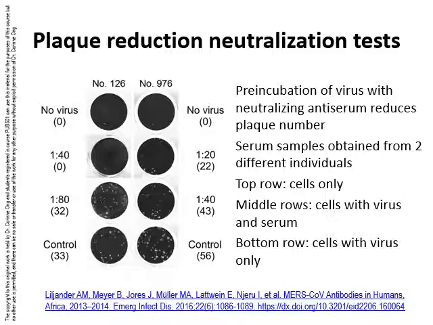Almost complete neutralization was observed in the left well on the second row. The serum sample was diluted by 1 in 40, indicating that sample number 126 contained neutralizing antibodies to the MERS coronavirus. Sample number 976 also had antibodies, but the amount of titer was much lower because if you look at the 1 in 40 dilution, which is the third well on the right, 43 plaque-forming units were present as opposed to none for sample number 126.